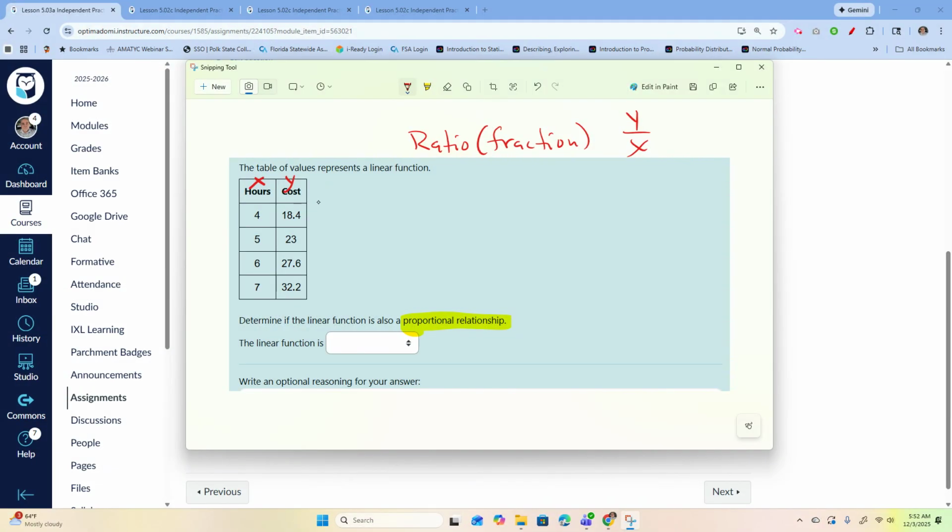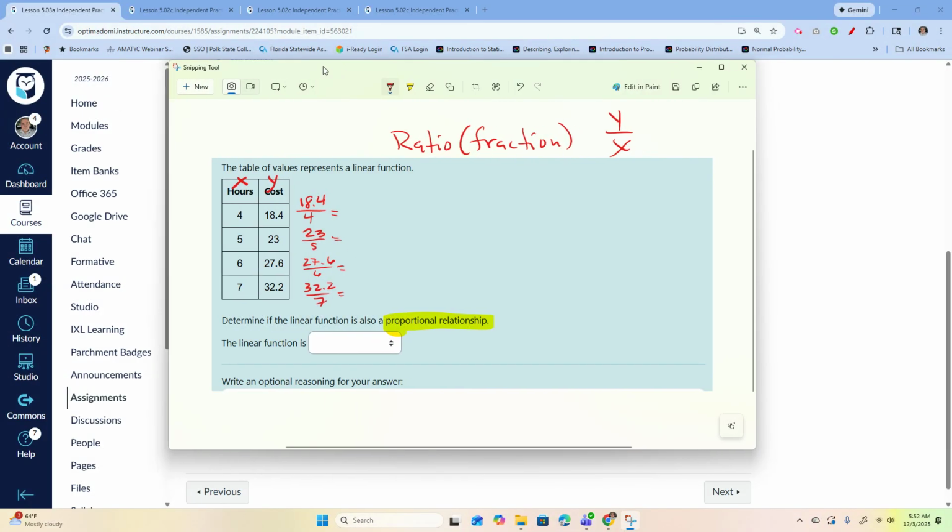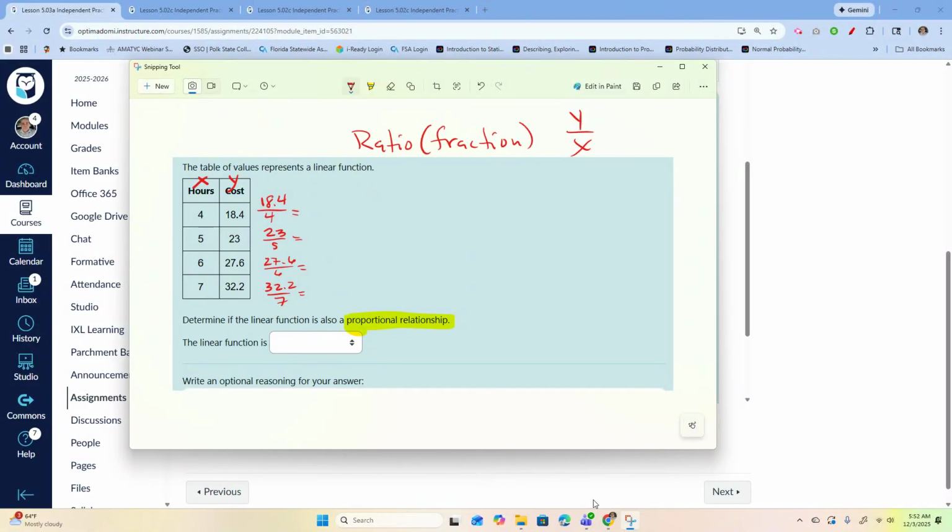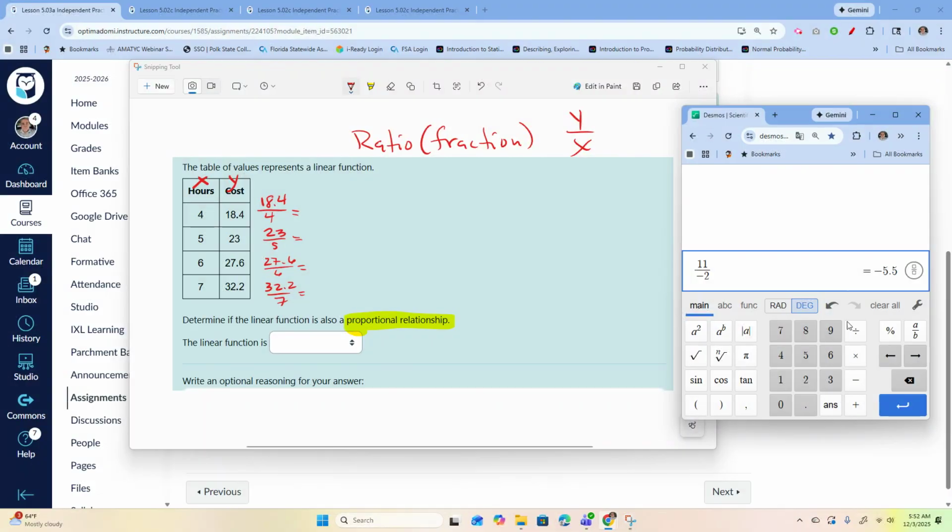So here I'm going to do this fraction y over x. I'm going to do 18.4 over 4. Then I'm going to do the same thing with the next row, 23 over 5. The next row, 27.6 over 6. And the last row, 32.2 over 7. And then remember that a fraction is a division. So I'm going to divide. I'm going to do each of these divisions with my calculator. So here we go.